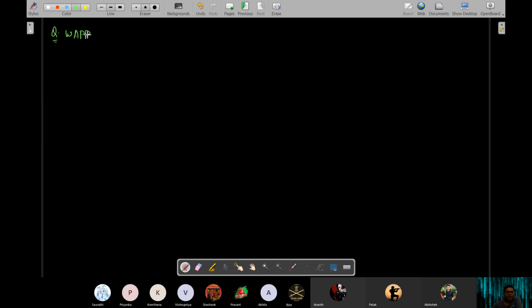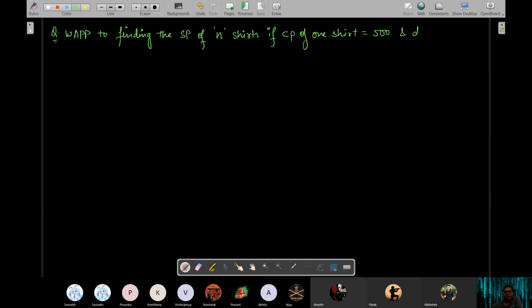Write a Python program to find the selling price of N shirts if the cost price of one shirt is equal to 500 and the discount is equal to 15%.